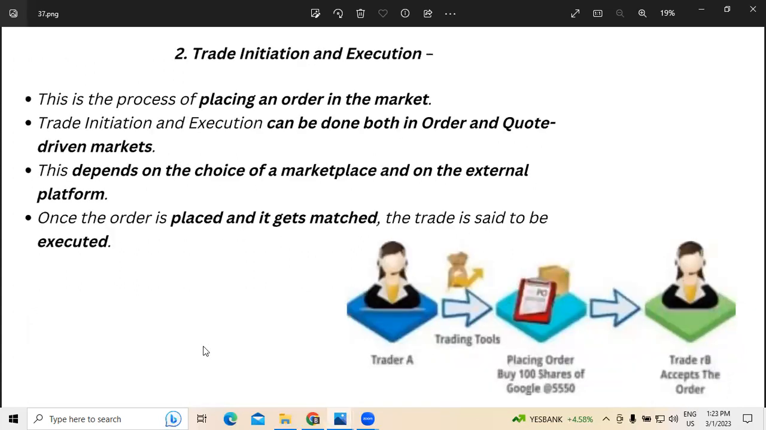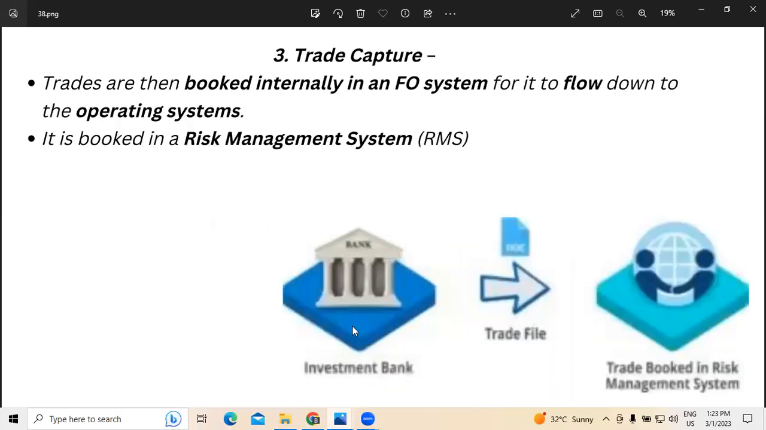The second is trade initiation and execution, which is the process of placing an order into the market. It can be done in both order-driven and quote-driven markets, depending on the choice of marketplace and the external platform being used. Once the order is placed and matched, the trade is set to be executed. This is the second part, called trade initiation.